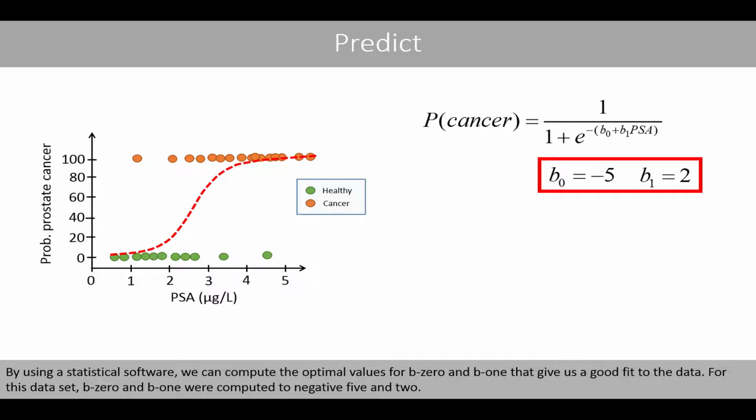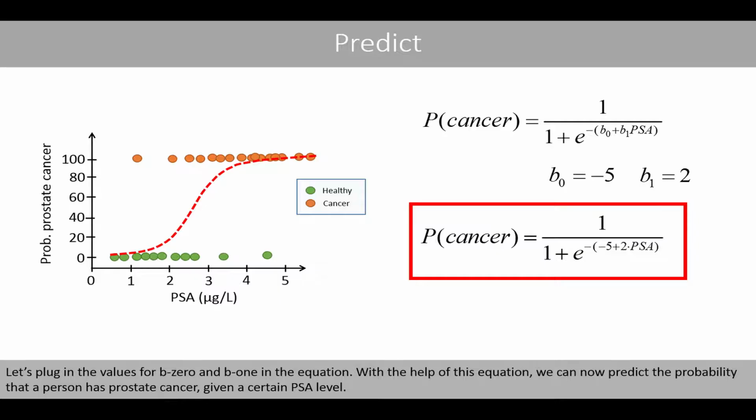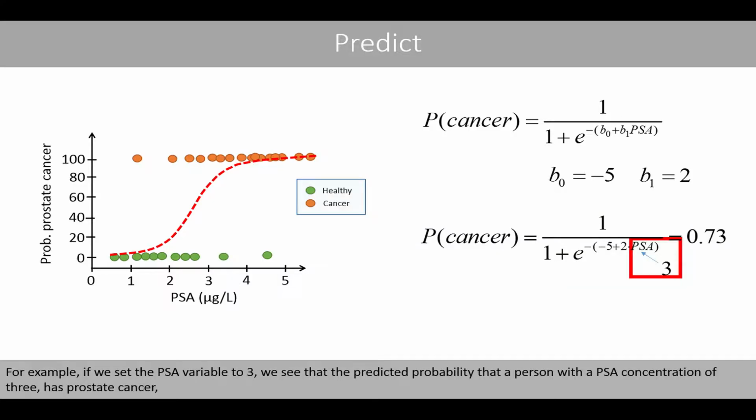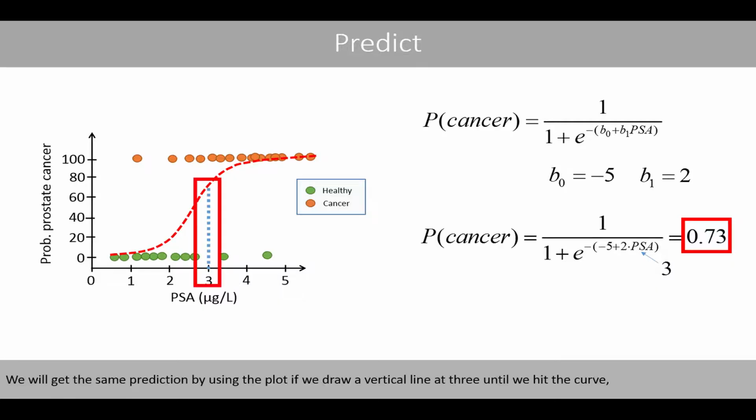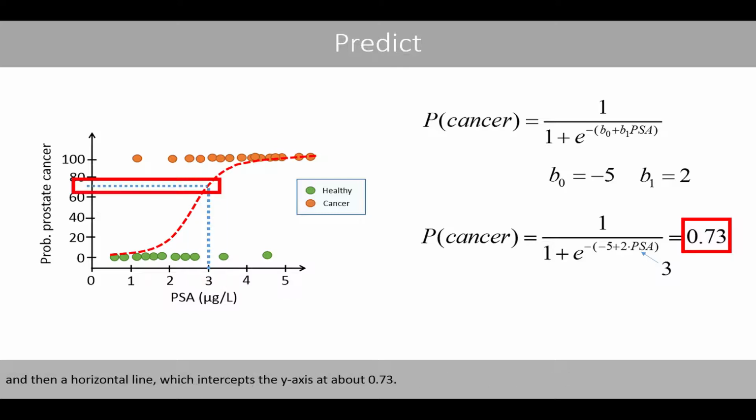By using statistical software, we can compute the optimal values for B0 and B1 that give us a good fit to the data. For this dataset, B0 and B1 were computed to be -5 and 2. Let's plug in the values for B0 and B1 in the equation. With the help of this equation, we can now predict the probability that a person has prostate cancer given a certain PSA level. For example, if we set the PSA variable to 3, we see that the predicted probability that a person with a PSA concentration of 3 has prostate cancer is about 73%. We'll get the same prediction by using the plot if we draw a vertical line at 3 until we hit the curve, and then a horizontal line which intercepts the y-axis at about 0.73.